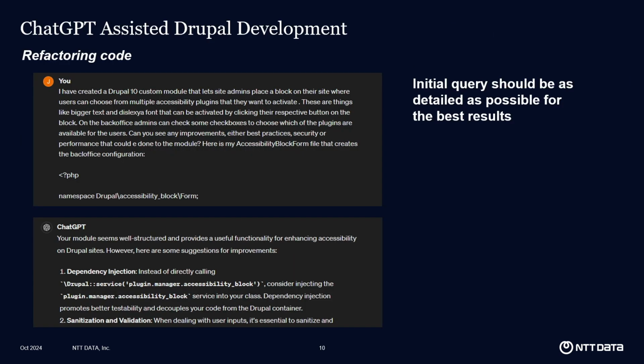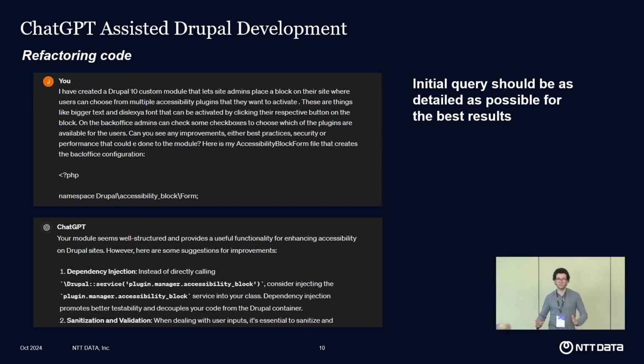So I started by explaining to ChatGPT what my module did. I tried to give it a really detailed first prompt. These are the features, this is what you can do. I have this form that we can configure. And I also gave it the code. And I asked, okay, what can I do to improve this old piece of code?